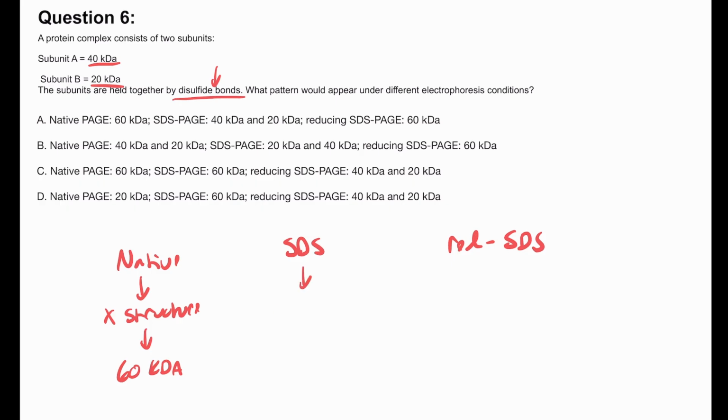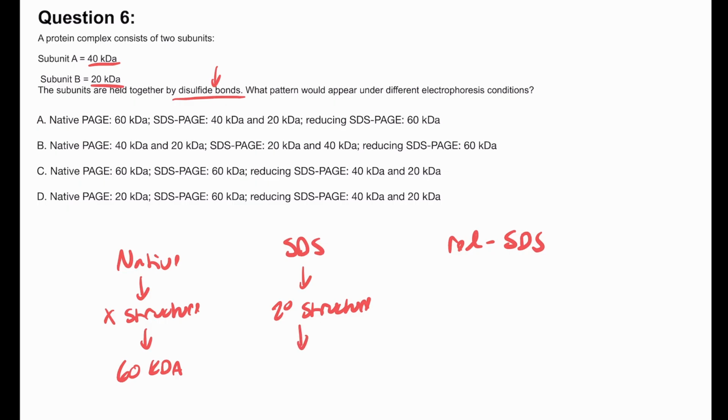Remember, SDS manipulates secondary structure. We're going to be manipulating alpha helices, beta sheets, and remember this is by adding a uniformly negative charge to the entire protein. What SDS doesn't do, however, is manipulate disulfide bonds. Remember, these bonds are covalent. Covalent bonds cannot just be manipulated by adding a uniformly negative charge to a protein.